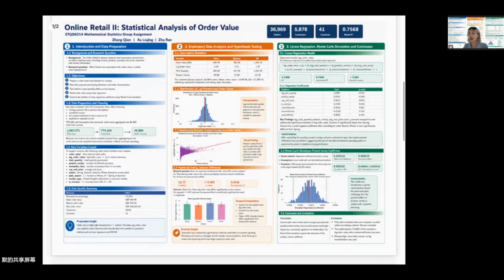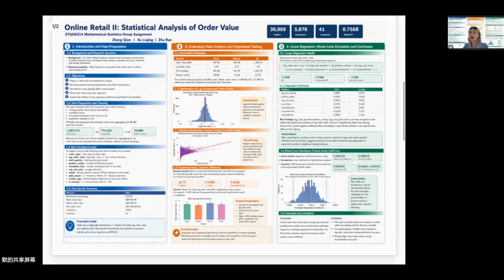The main variable is order value, which represents the total value of each order. I also created a log order value because order value is right skewed, and the log transformation makes it more suitable for ANOVA and linear regression. Other variables include total quantity, product variety, transaction lines, average unit price, season, peak season, market type, and is overseas. These variables help member 2 and member 3 continue with descriptive statistics, hypothesis testing, regression, and Monte Carlo simulation.